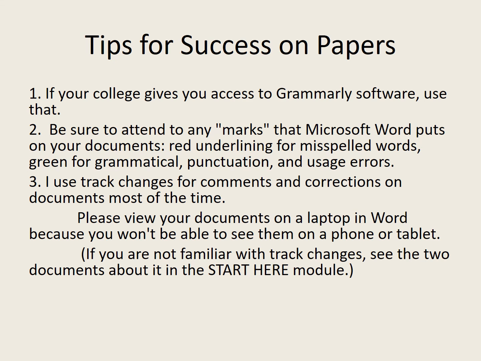Be sure to attend to any marks that Microsoft Word puts on your documents. Typically, red underlined words are for misspelled words or words that it doesn't recognize. Now, that could be a proper name that's spelled differently, but you still want to look at that. And then green underlines are for grammatical, punctuation, and usage errors. So if it puts that there, you need to check it. I mean, if I get a document from you and I pull it up in Word and it has red marks and green marks, I know you haven't really done your due diligence here.